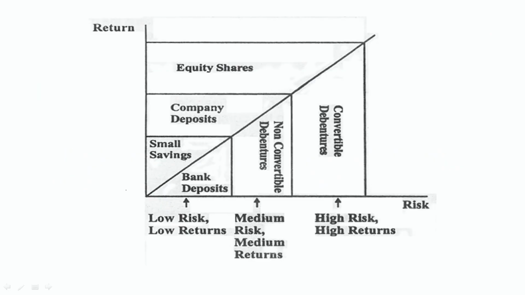So this is a particular diagram on the basis of which we can see that the x-axis is showing risk and the y-axis is showing the return. We can see there are securities like small savings in banks or bank deposits that have low risk and low return, while securities like equity shares and convertible debentures, which can be converted into equity shares depending upon the company, are more risky and provide more returns. On this basis, we can categorize the instruments and check which instrument is providing a higher amount of risk and which a lower amount of risk.